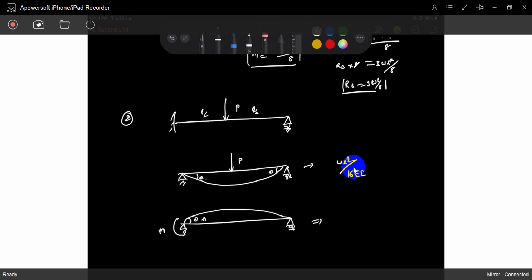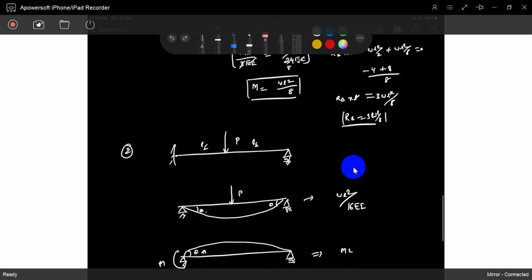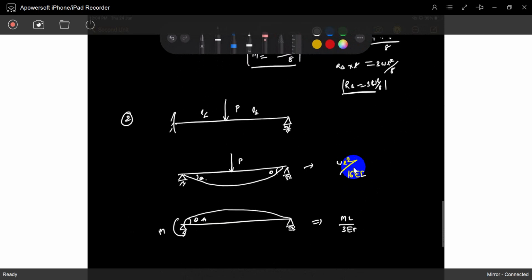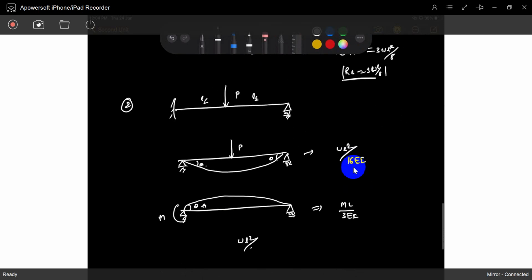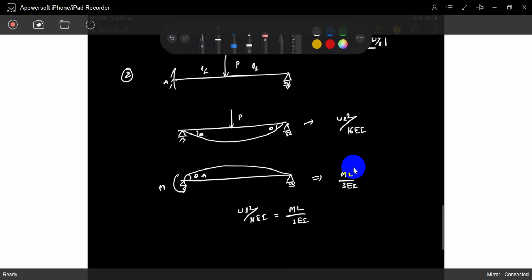Theta A. So what is ML cube by C? So what is ML? ML by 3A. So see, both are equal. Then only the moment slope at A is 0. So WL square by 16A equals ML by 3A. So what is M? L square, EA cancel. 3 by 16 WL.